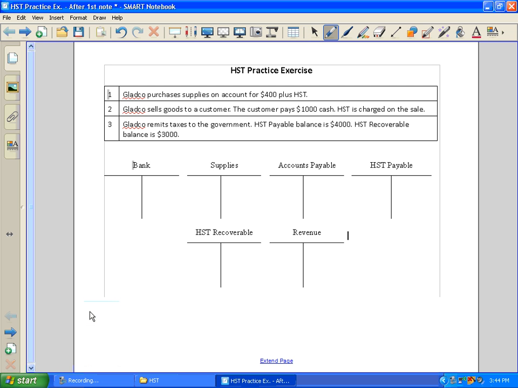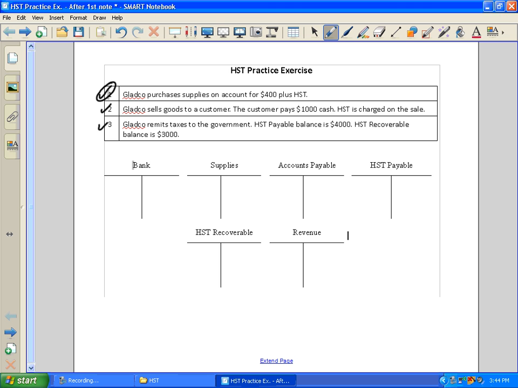Hey everybody, here's a brief tutorial video on how to account for HST in a T account format. As you can see up top here, we've got three transactions. The first transaction is going to be a purchase.